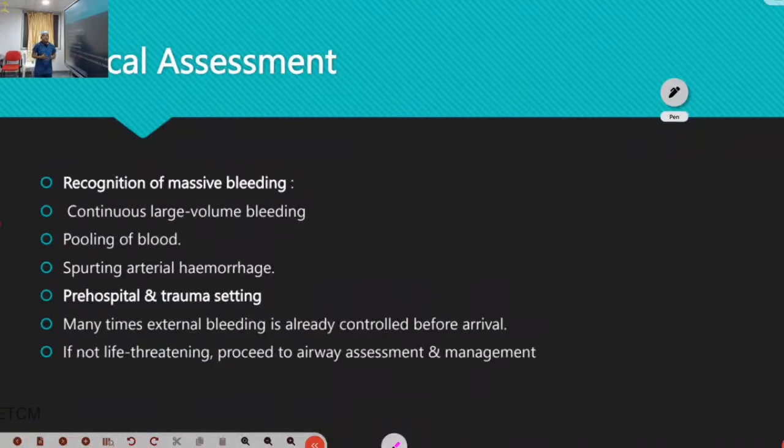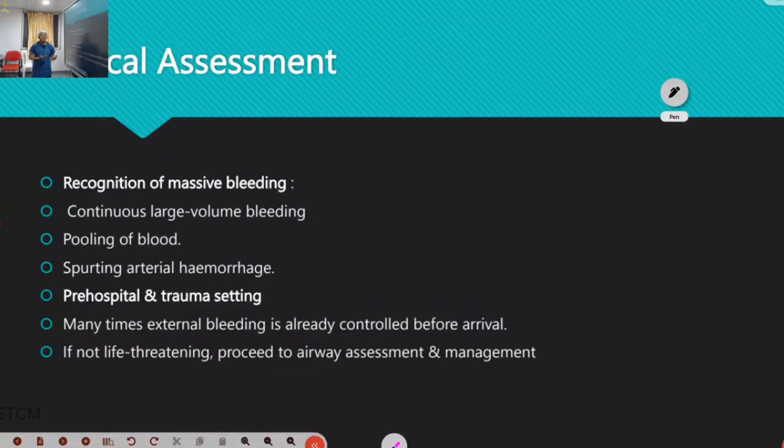So, coming to recognition of massive bleeding, we can see continuous large volume bleeding, pooling of blood and spurting arterial hemorrhage, which carries a high risk. Coming to the pre-hospital and trauma setting, many times external bleeding is already controlled before arrival. So, in the hospital, if the exsanguination part has already been carried out, we can take care of the airway.